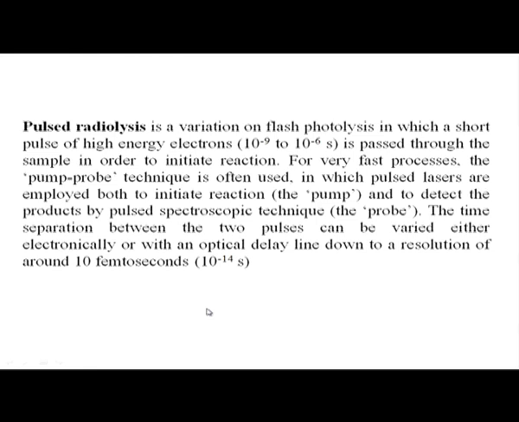There is another variation of flash photolysis, which is also used for studying fast reactions. This is called pulsed radiolysis. It is a variation of flash photolysis in which a short pulse of high energy electrons, with duration of 10 to the power minus 9 to 10 to the power minus 6 second, is passed through the sample in order to initiate the reaction.